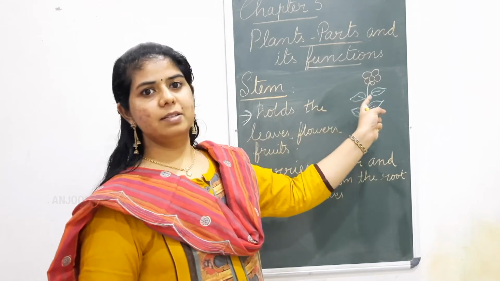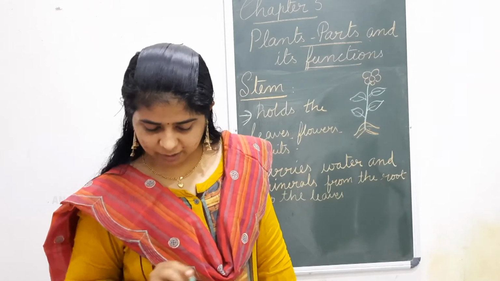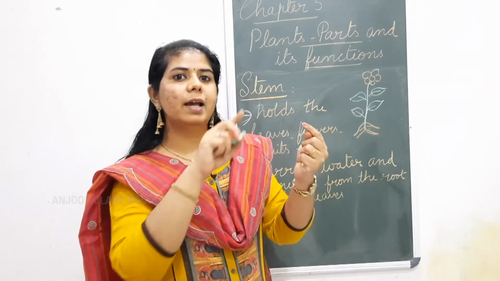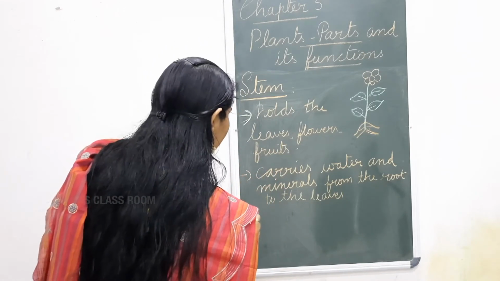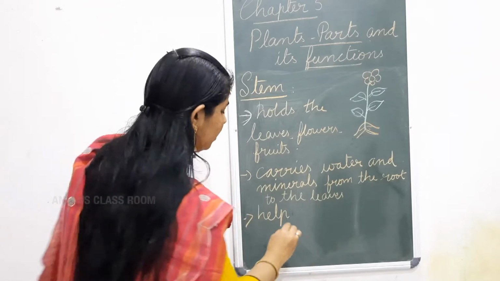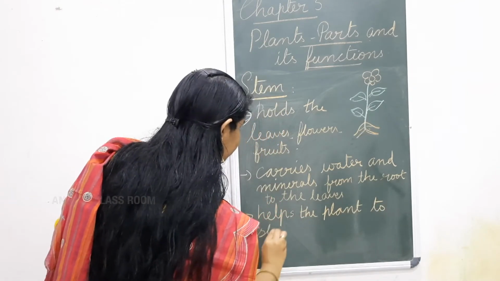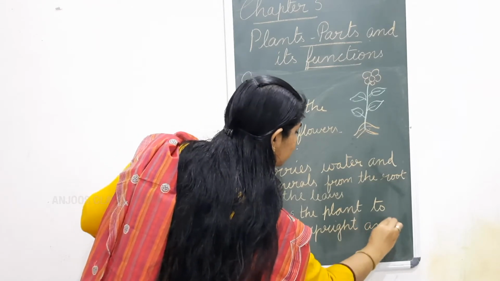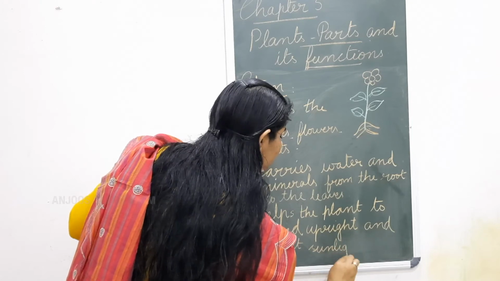Then you can see the plant is standing upright. It's not falling down. How is it? Yes, the stem is helping the plant to stand in the upright position and to get the sunlight for growing. Now if the sunlight is in the opposite direction, the stem helps to change the direction towards the sunlight. So this next function you can write: it helps the plant to stand upright and to get sunlight. Understood?